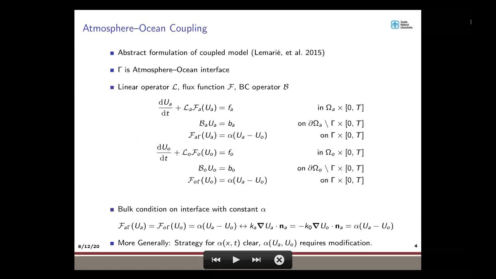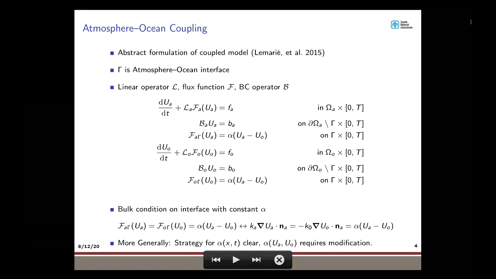So now, to give you a more concrete idea of what I'm talking about, I'm going to present an abstract atmosphere-ocean model. This is the notation from the Lemaitre paper that I spoke of before, and gamma is once again the atmosphere-ocean interface. So we have some abstract linear operator L, flux function F, and some Dirichlet boundary operator B.